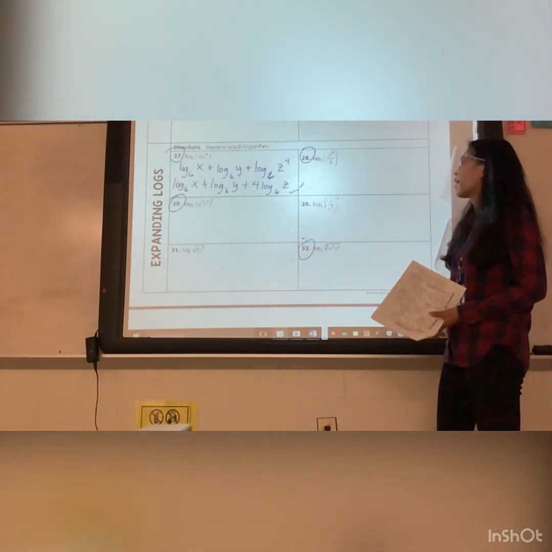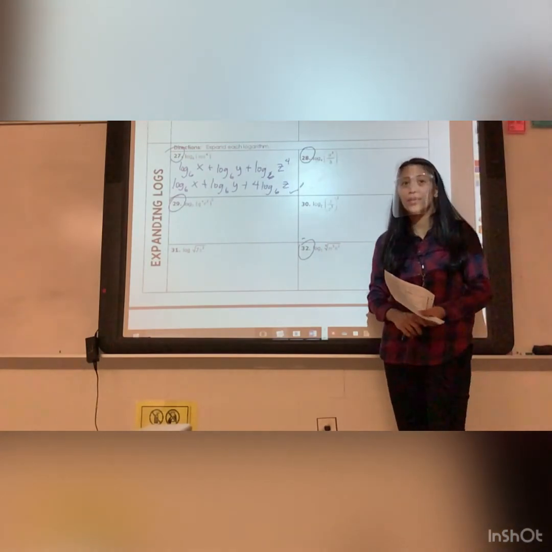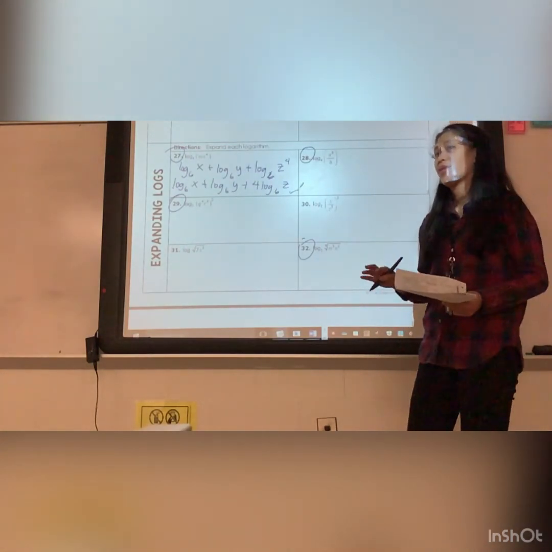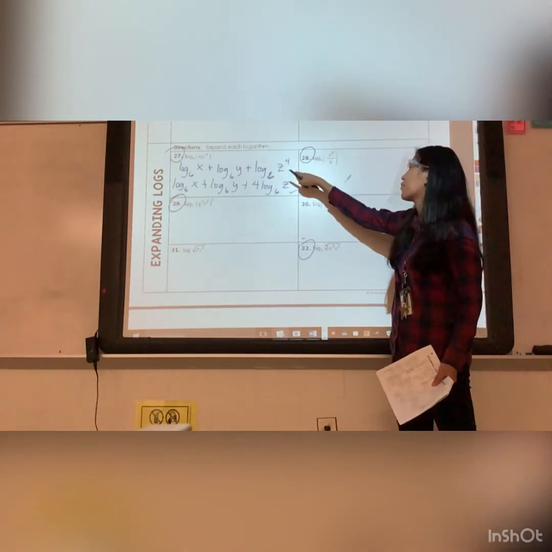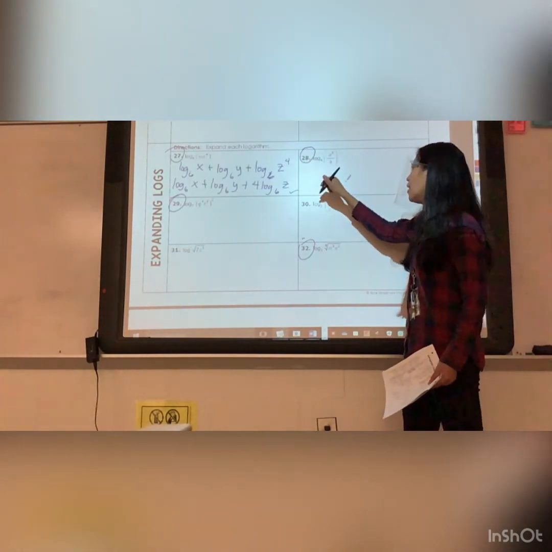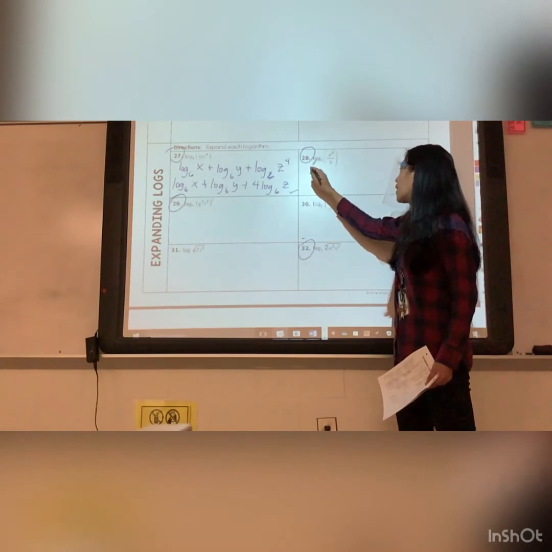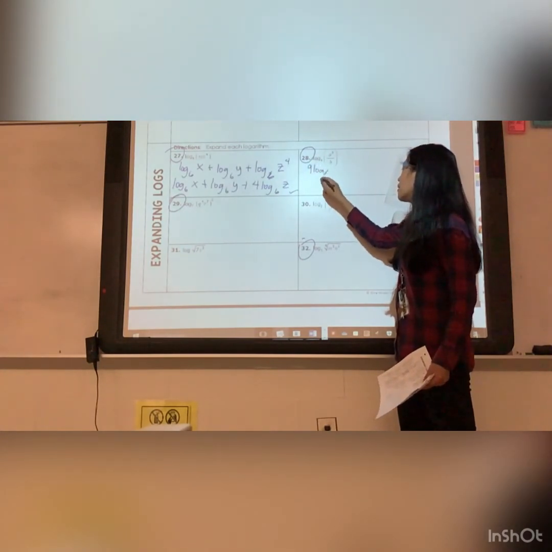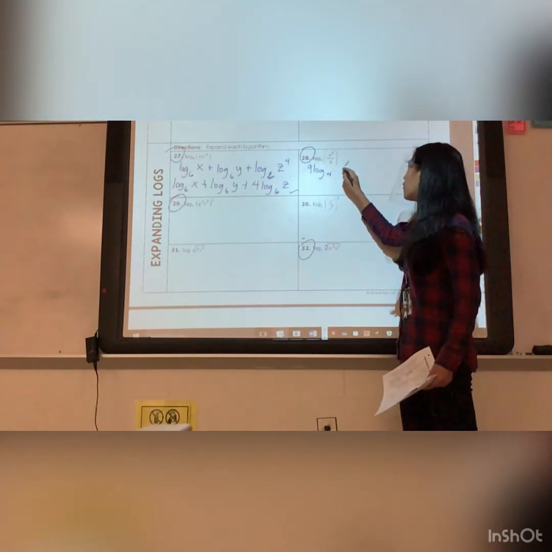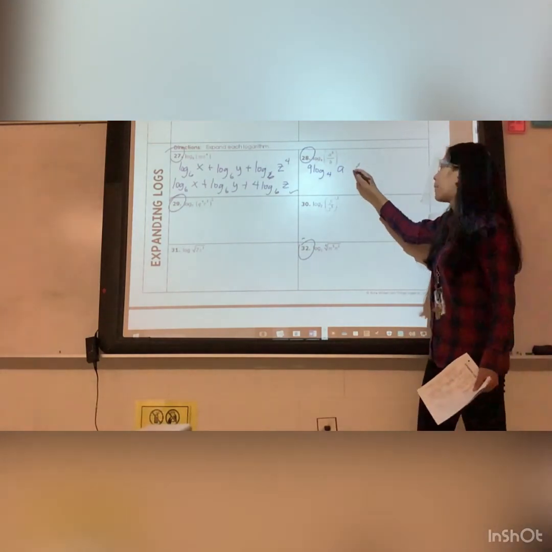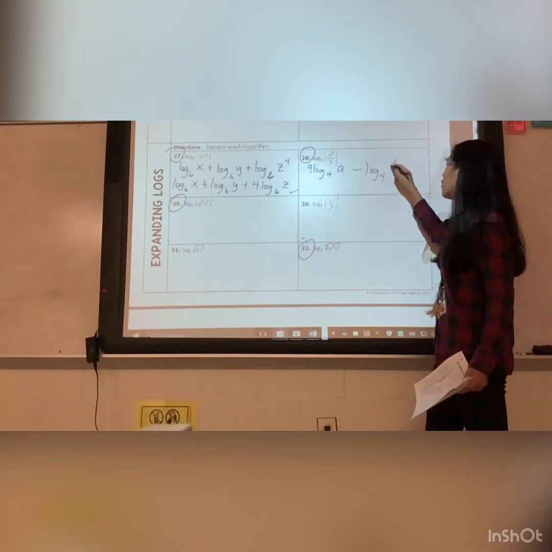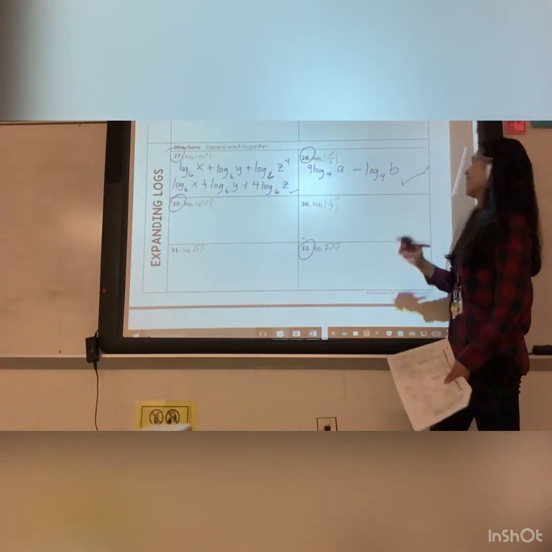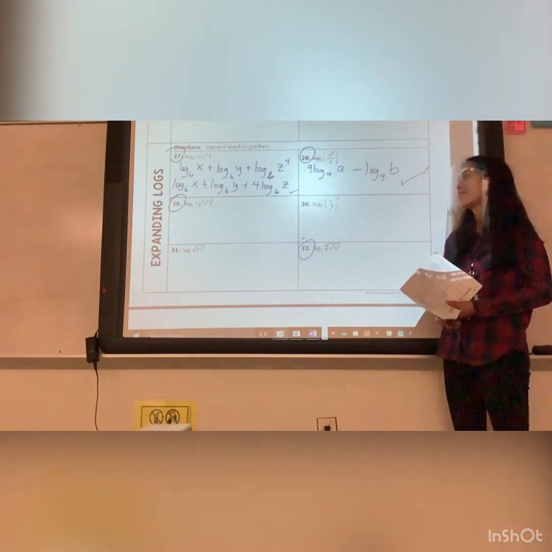Okay? In number 28, it is division. So you are going to subtract. Okay? But there's an exponent here. First thing is you have to put it to the front of your log. So it's going to be 9 log base 4 of 8 minus log base 4 of b. That's it. Okay, no exponents.